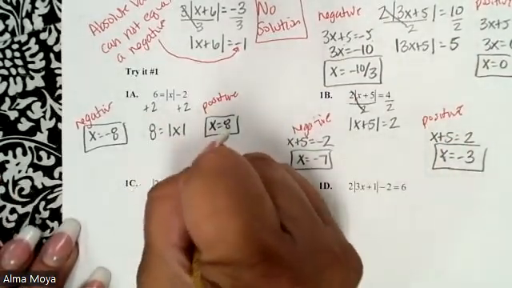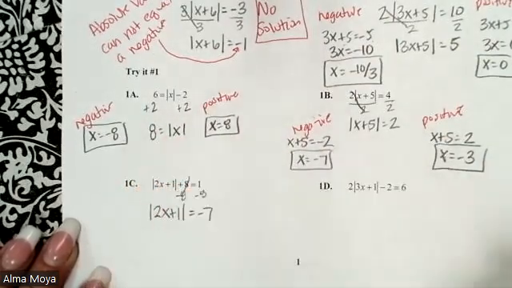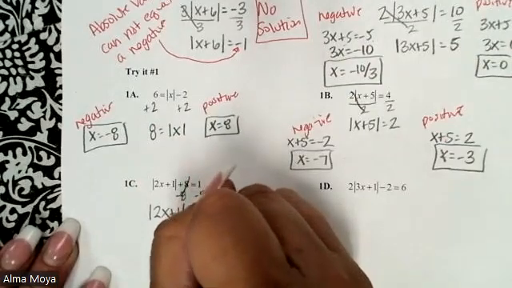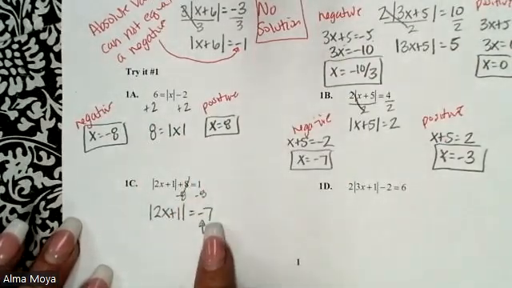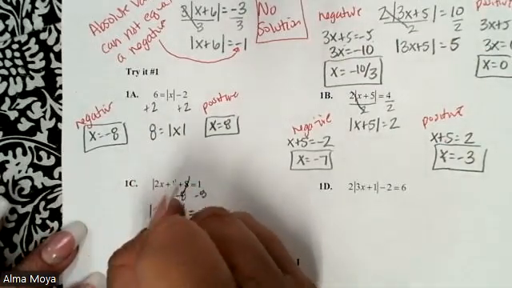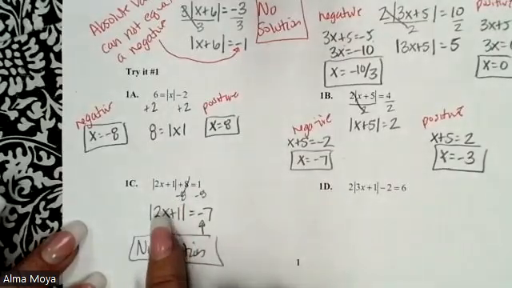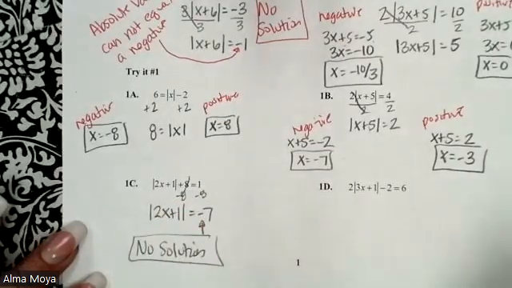Here I'm going to subtract 8 to both sides. Now 2x plus 1 equals negative 7. Once again, absolute value will never give you a negative number. So automatically right here, I don't even need to solve this. This will be no solution. There's no answer I can ever plug in to give me a negative 7 when it comes out.